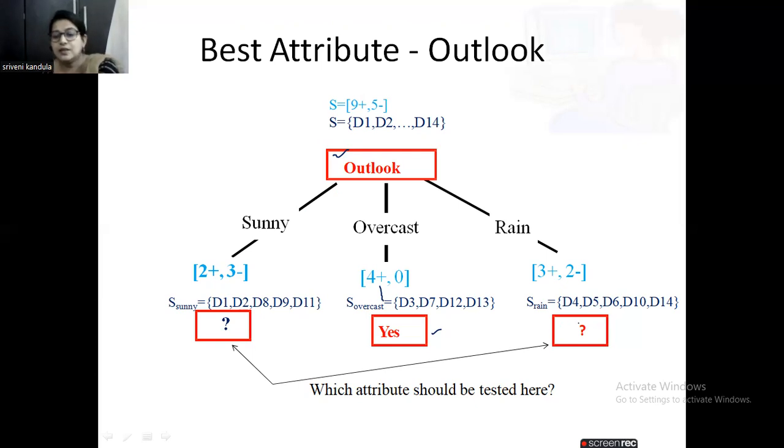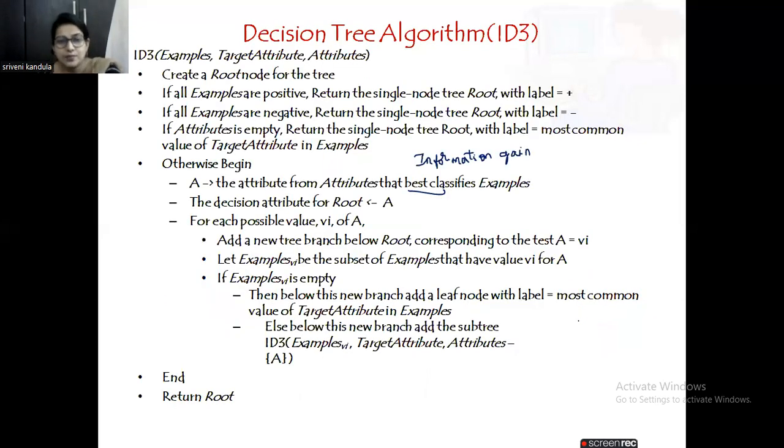So let us just go back to the algorithm one step. For each possible value vi of A, add a new tree branch below root. That is what we did. With all possible values of A, we have added the branches. And now let examples vi be the subset of examples that have value vi. So now the partitioning has started. Out of the entire set of examples, I am starting the partitioning. The possible values are sunny, overcast, and rain. In that, overcast is solved. So I got 2 more values, that is sunny and rain.